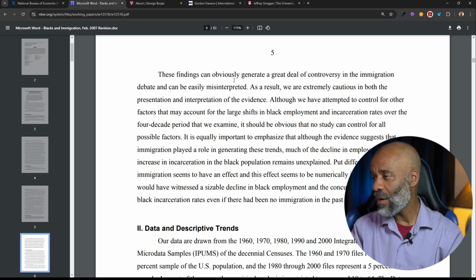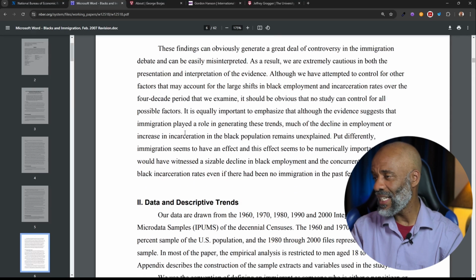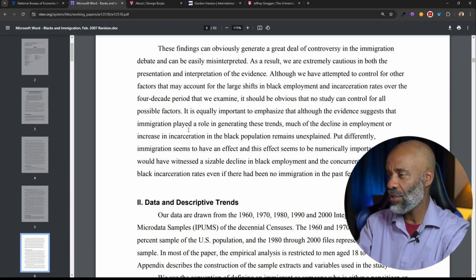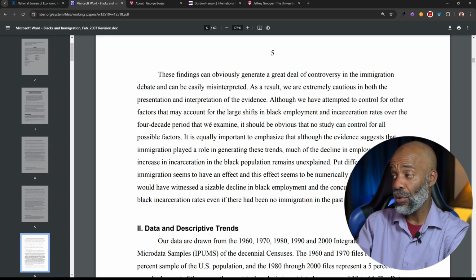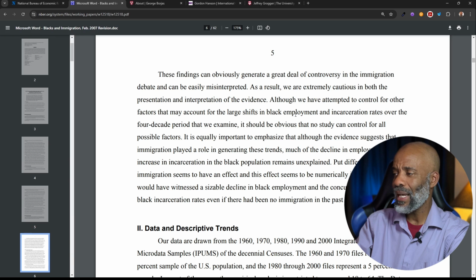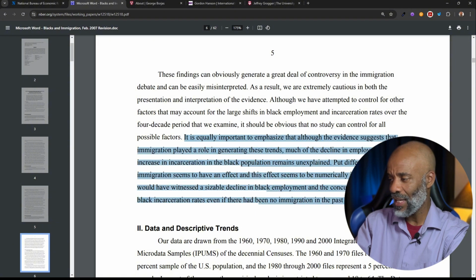Now, here's where it gets interesting. The study can obviously generate a great deal of controversy in the immigration debate and can easily be misinterpreted. As a result, we're extremely cautious in both the presentation and interpretation of the evidence. Although we've attempted to control further factors that may account for the large shifts in black employment and incarceration rates over the 4-decade period that we examine, it should be obvious that no study can control for all possible factors. Now here's the key, and I'm just going to read this last paragraph.